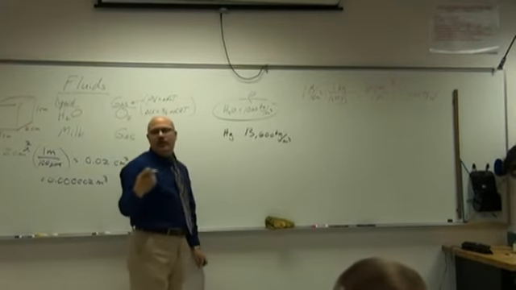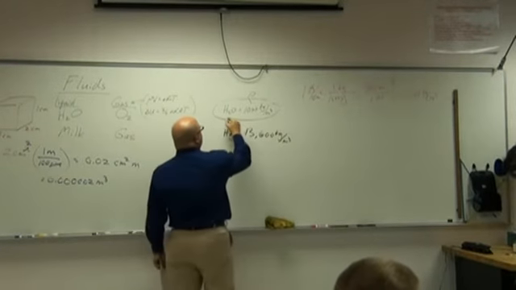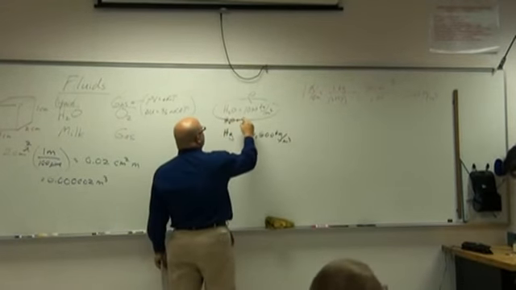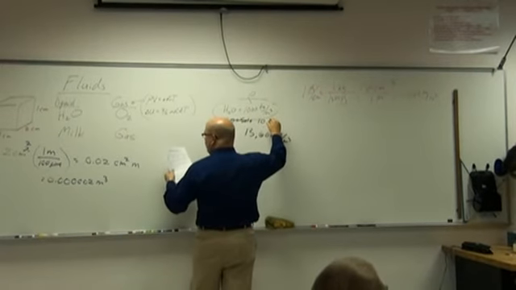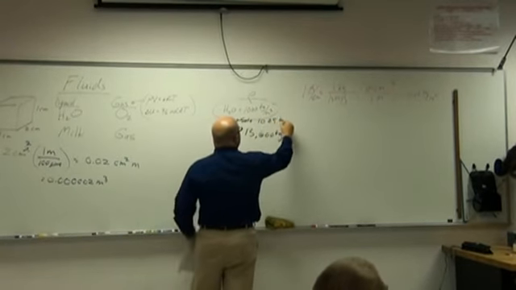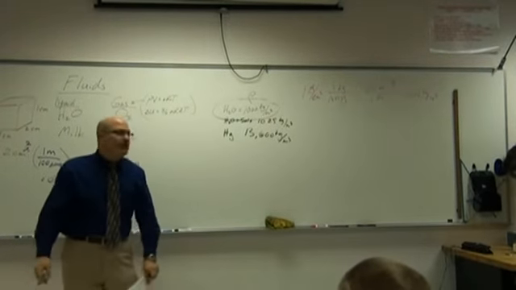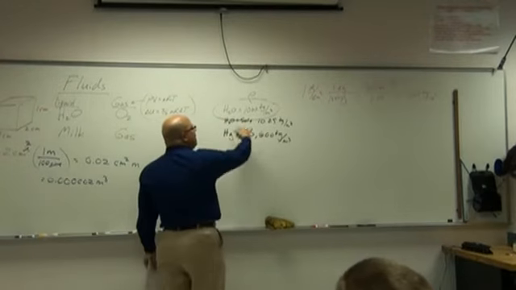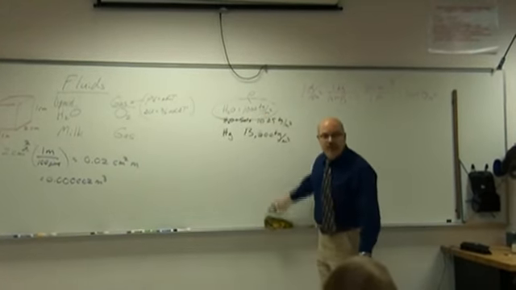A lot of times they'll do a problem where you're in salt water. Salt water is H2O plus salt. It is about 1025 kilograms per meter cubed. Salt water is a little more dense. They will give you the density, but you will need to know this one.